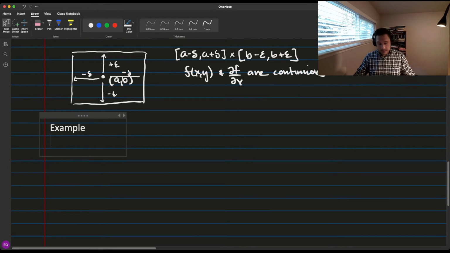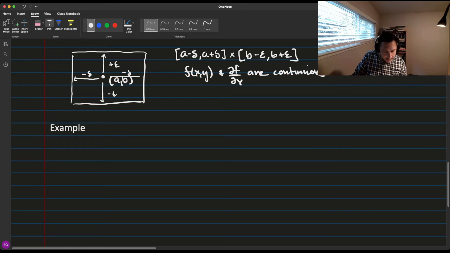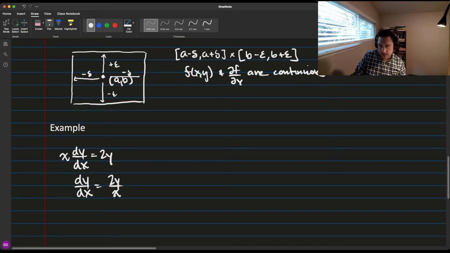Okay, so let's say that you have x dy/dx equals 2y. Let's divide both sides by x. dy/dx equals 2y over x. That's your f of x, y.